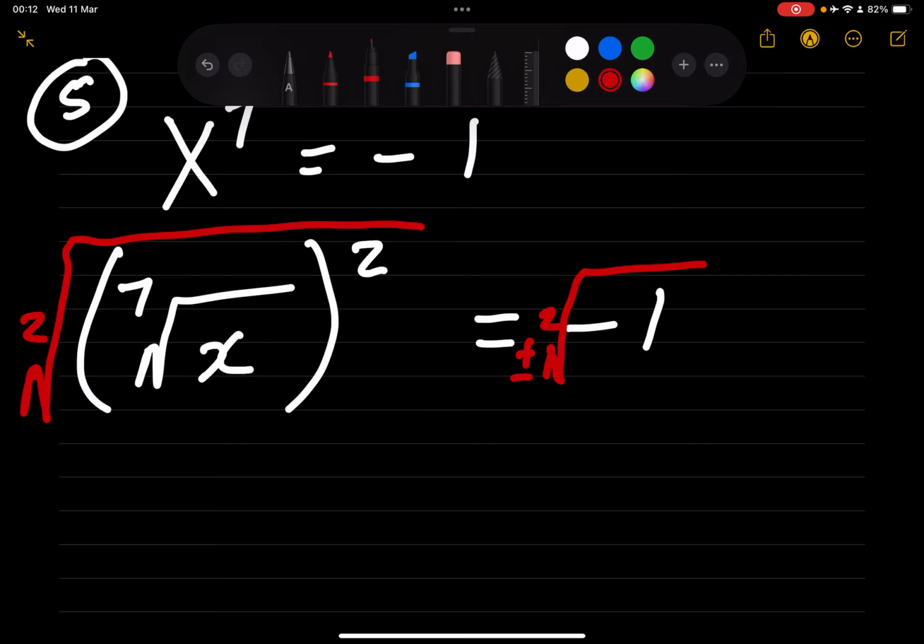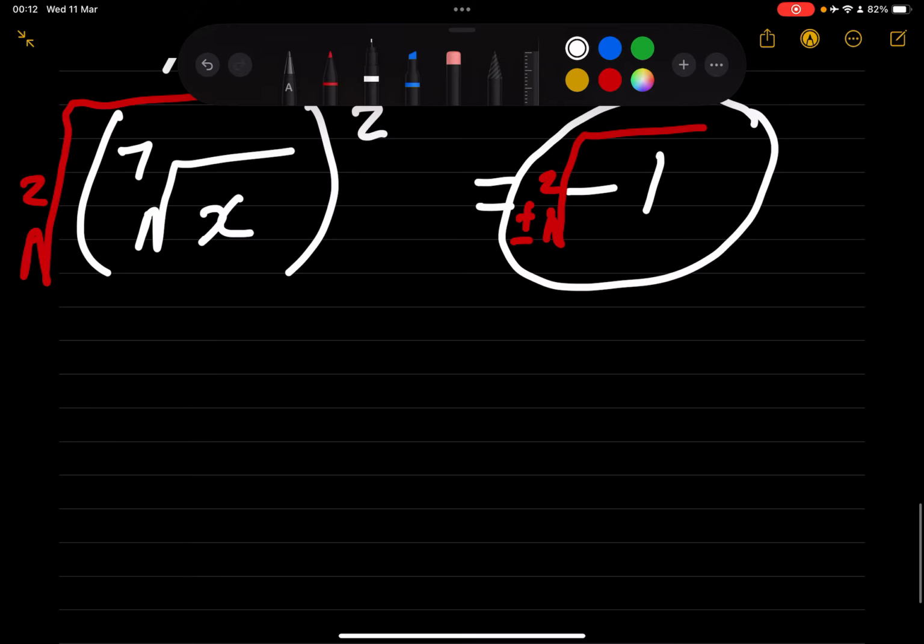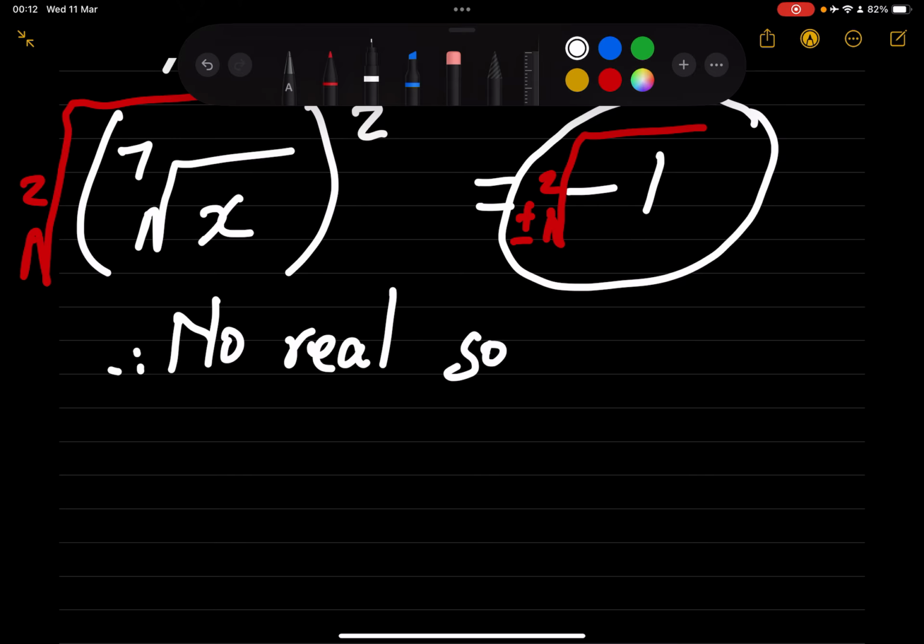And then we put plus minus because it's an even number. And we can see that square rooting a negative is not possible. Therefore, for this one we're going to say no real solution, because an even root cannot be negative. We cannot have an even root of a negative number. If you try to press that on your calculator, it's going to give you a math error because the solutions are non-real.